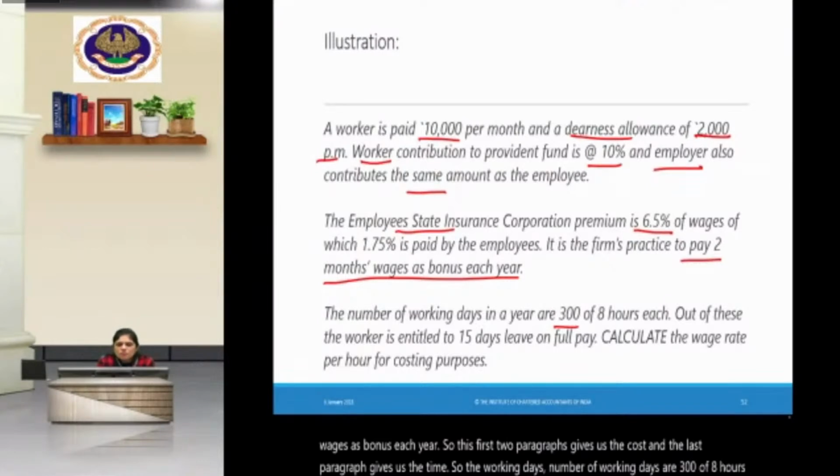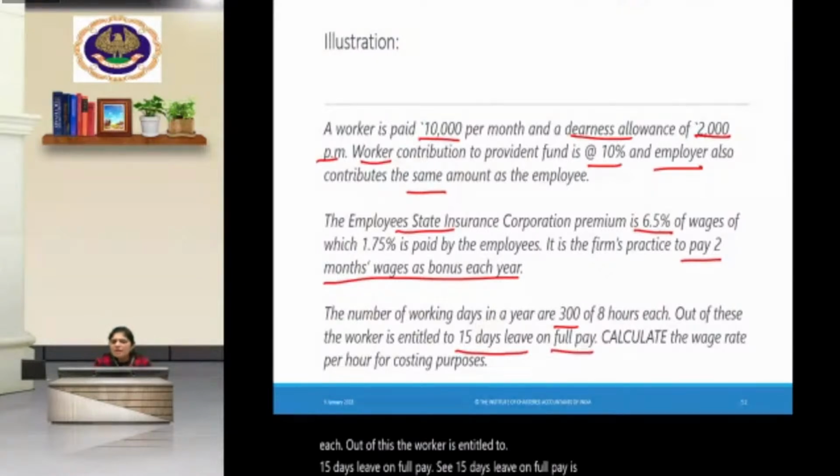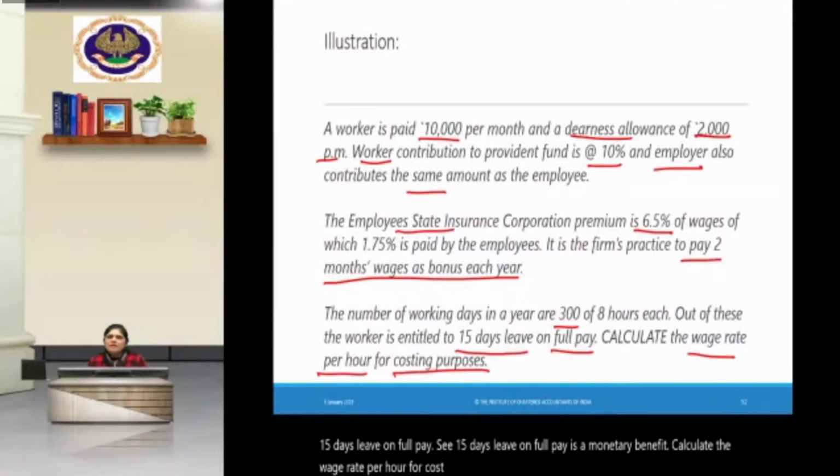Out of this, the worker is entitled to 15 days leave on full pay. See, 15 days leave on full pay is a monetary benefit. Calculate the wage rate per hour for costing purpose. This does not mean that whatever we calculate will be paid to the worker. The earnings to the worker are different and the labor cost to the organization is different. Here you have to calculate the labor cost per hour for the organization.